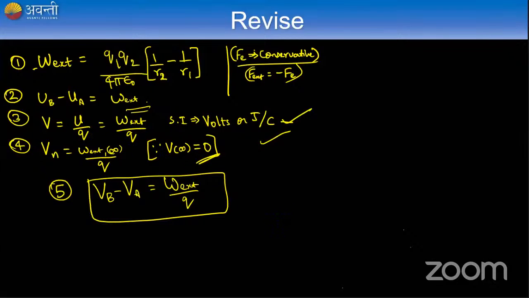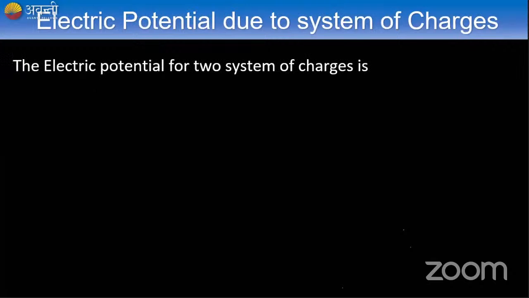Now in today's class, we'll be learning about what happens when we have more than two charges. First we'll learn what happens when we have two charges. So, electric potential due to a system of charges. First we'll consider a system of two charges, say a source charge capital Q and a test charge small q. What do you think the electrostatic potential energy for this particular system would be?